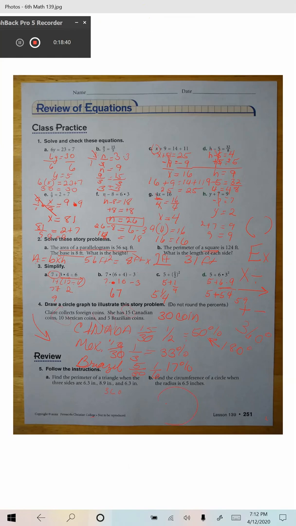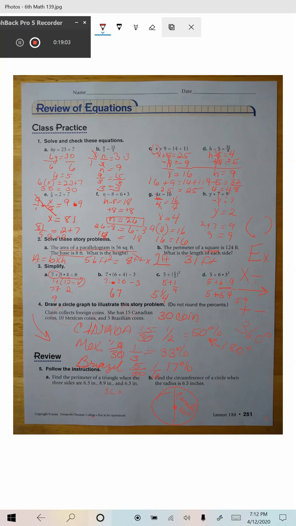So I'm just going to freehand a circle down here. Half of your circle would be the Canadian coins, and you would write 50%. But you need to do it with a compass and some straight lines. Don't do it freehand. I just can't on here.